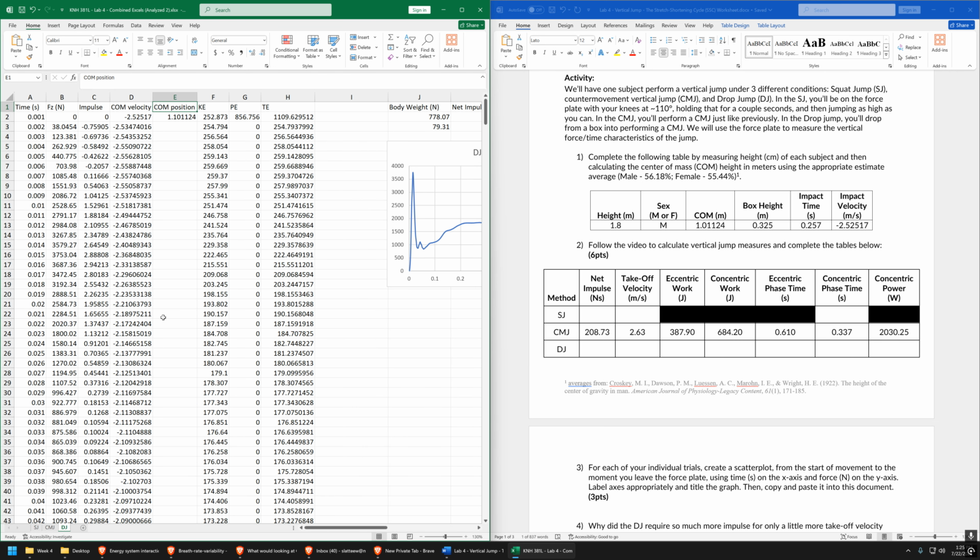Now we need center of mass position. And to do that, we need to do area under the curve of center of mass velocity. Don't need to do anything fancy with this one. We don't need to subtract or add anything to it. Just in the same row, plus the previous row, divide by 2, finding the midpoint, and then multiply that by the time interval between those two measurements. And lastly, I forgot to add in center of mass position.